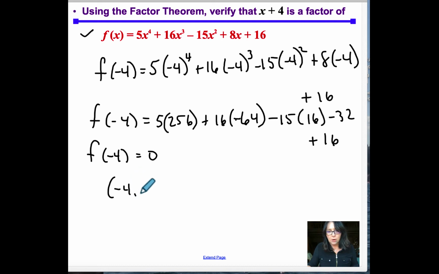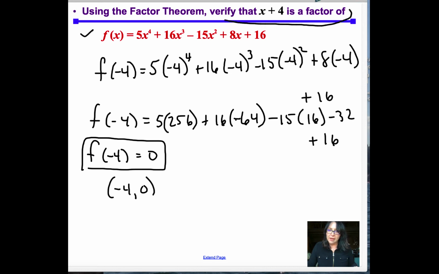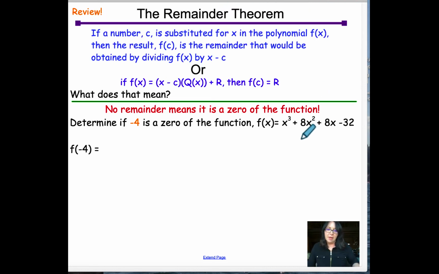Which means at negative 4, we have an intercept, meaning it's a root, which means it's a factor. So if this happens like this, then you're verifying that this is a factor, and that's all you're doing. The remainder theorem again is just saying, we don't have a remainder. If there's no remainder, we have 0. We did this in class.